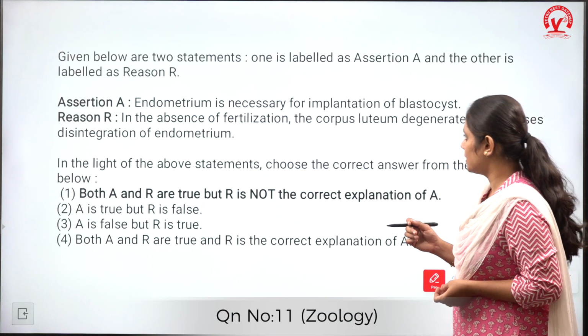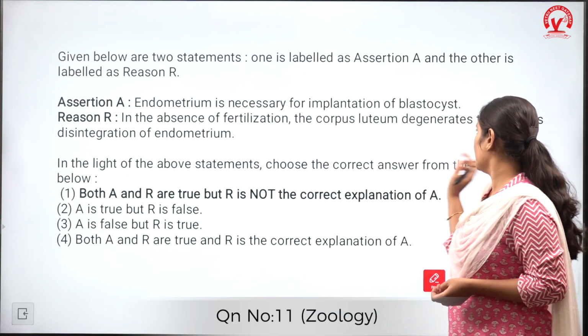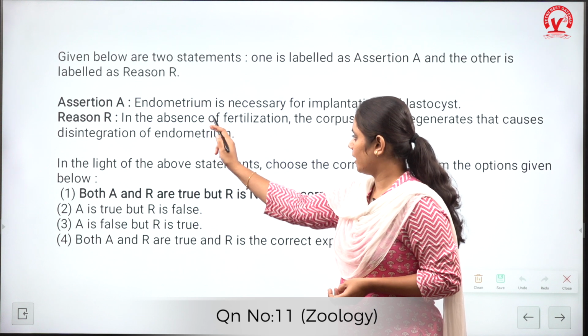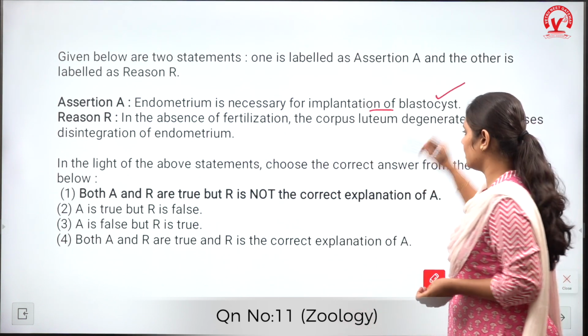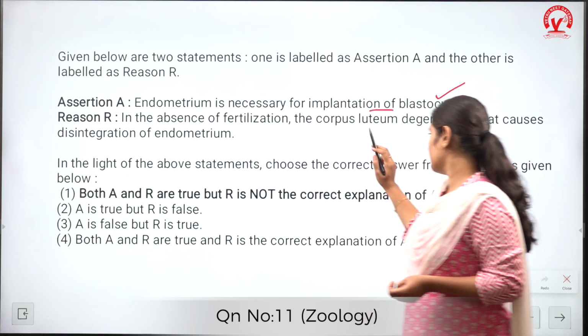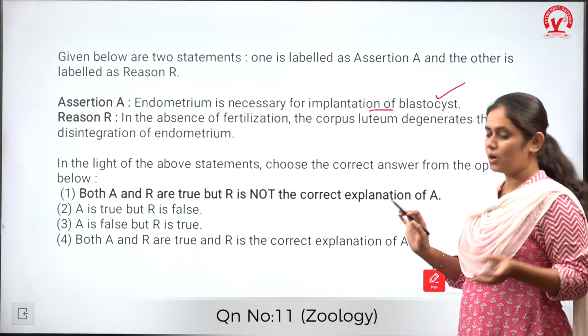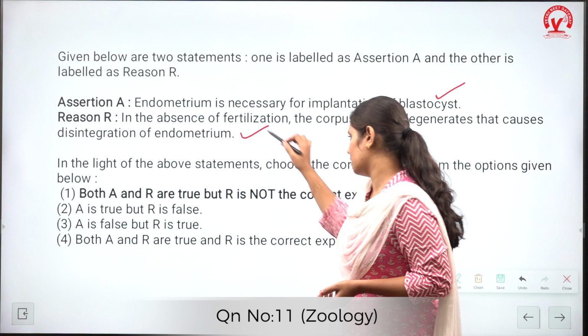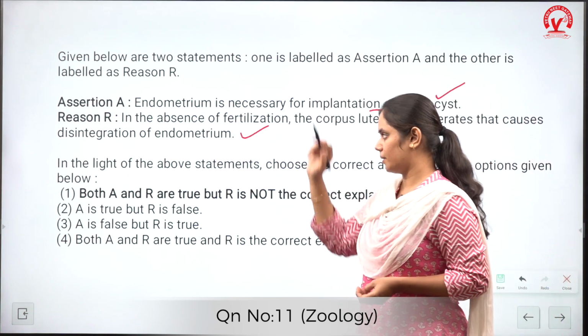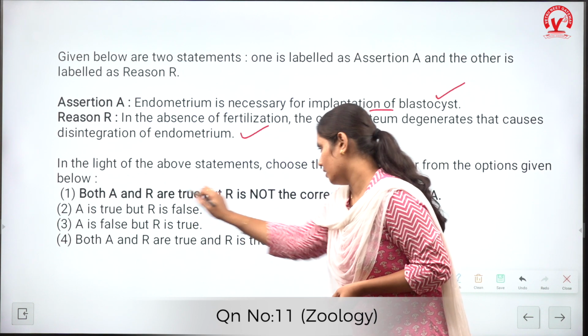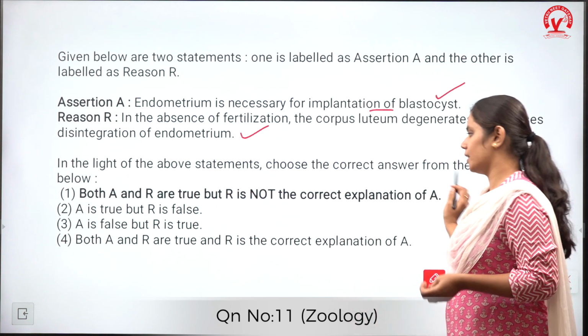Given below are two statements. One is labeled as assertion A and the other as reason R. Assertion: endometrium is necessary for implantation of blastocyst. Correct. Reason: in the absence of fertilization, the corpus luteum degenerates, that causes disintegration of endometrium. This is also correct, but the reason is not a correct explanation of the assertion. So both A and R are true, but R is not the correct explanation of A.